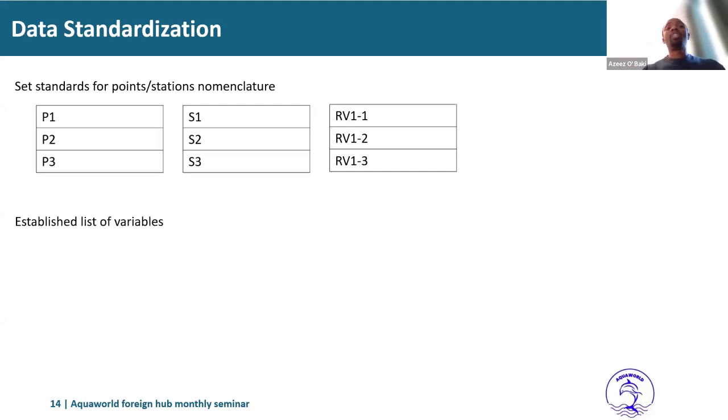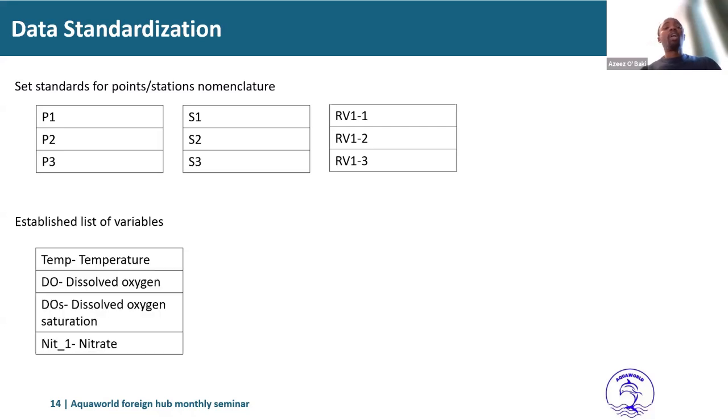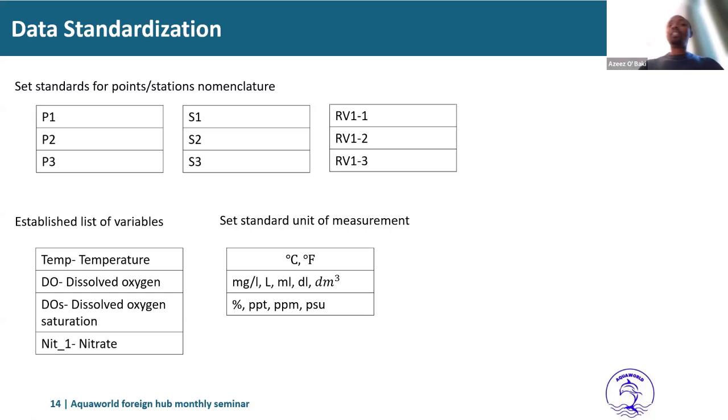Then the next thing is to establish a list of variables. For instance, it might not be easy to write all the variable names. You can just shorten them by using temp for temperature, or DO for dissolved oxygen, or DOS for dissolved oxygen saturation. Just use something that you can easily understand, or that you can easily remember what it stands for.